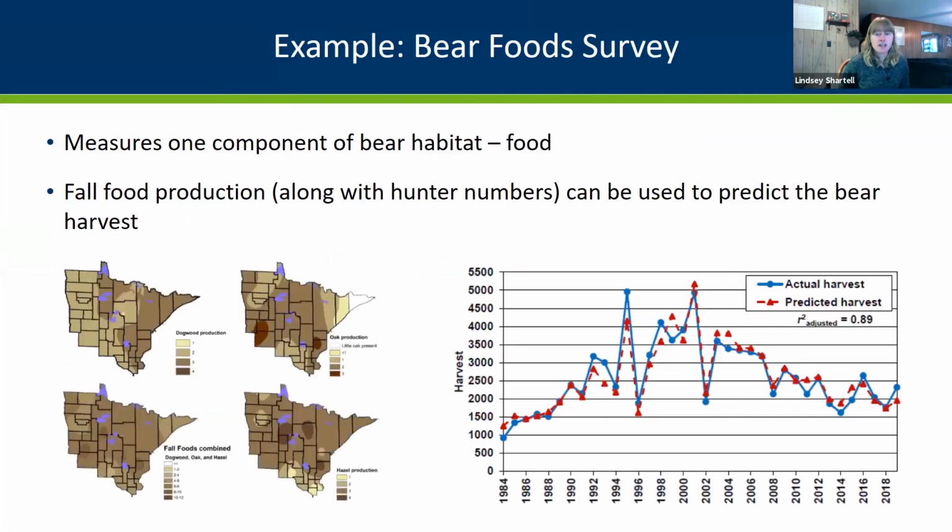A good example of using a habitat metric to help inform wildlife management is the Bear Food Survey. This survey measures just one component of bear habitat, which is food. And the analysis of this data has found that fall food production, in this case, dogwood, oak, and hazel, along with hunter numbers, can be used to predict the bear harvest, which is an important component of predicting the bear population.